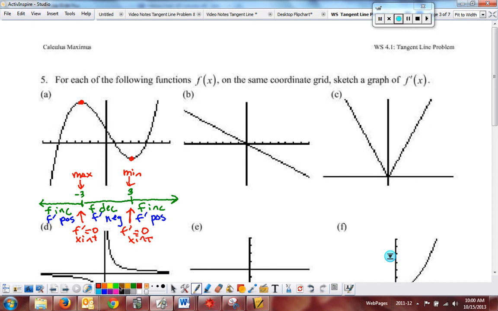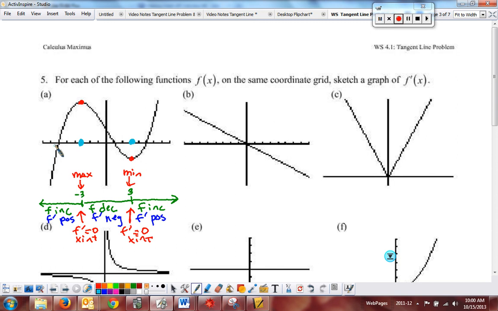So when I actually start sketching the derivative in here, I go, all right, well, at negative 3, there should be an x-intercept. At 3, there should be an x-intercept. All right, now let's think about the slopes in between negative 3 and 3. Well, actually, let's just go all the way over here.